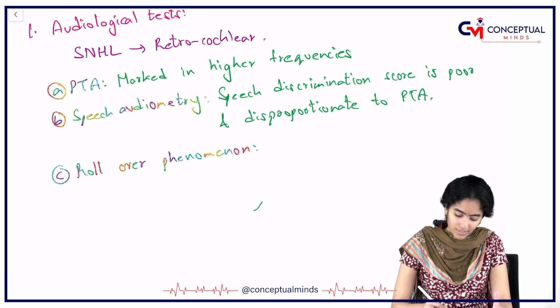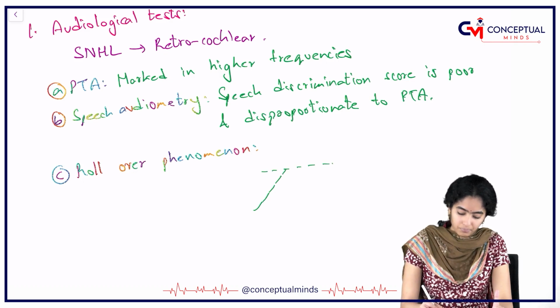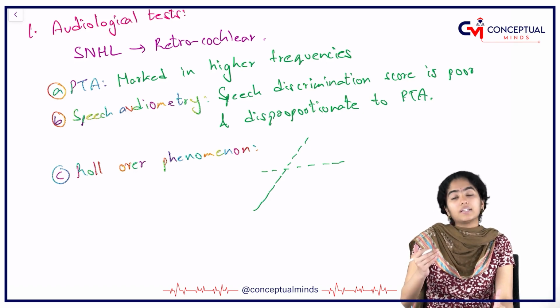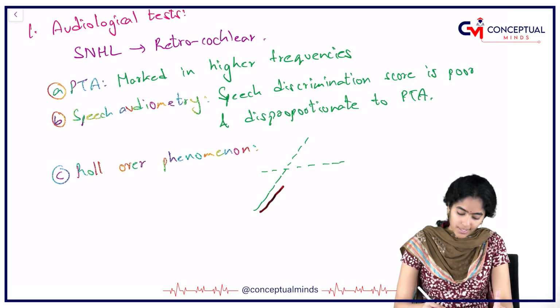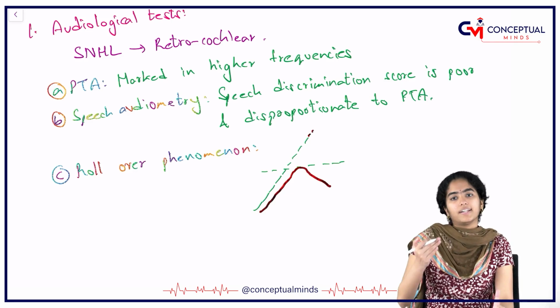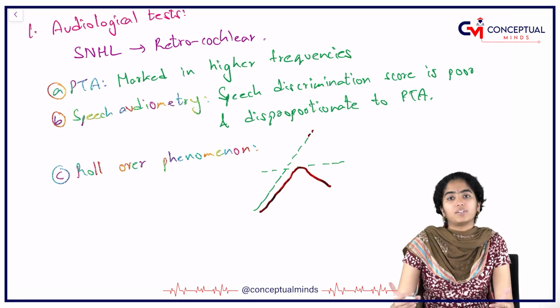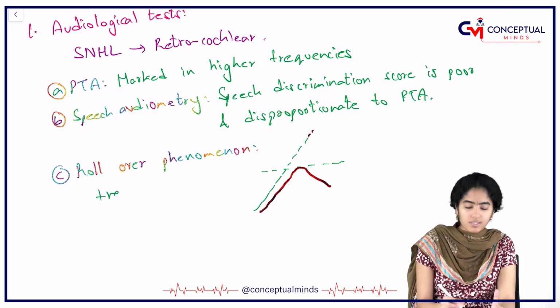As you increase the loudness, the patient hears better and better up to a certain point. After that, you further increase the loudness, but the patient cannot improve his hearing capacity. In fact, it diminishes. Until this point, he is also hearing better and better, but after this, it diminishes. Although you have increased the loudness, hearing capacity diminishes. That is called as rollover phenomenon, which is a feature of retrocochlear hearing loss. And this rollover phenomenon is positive in these patients.